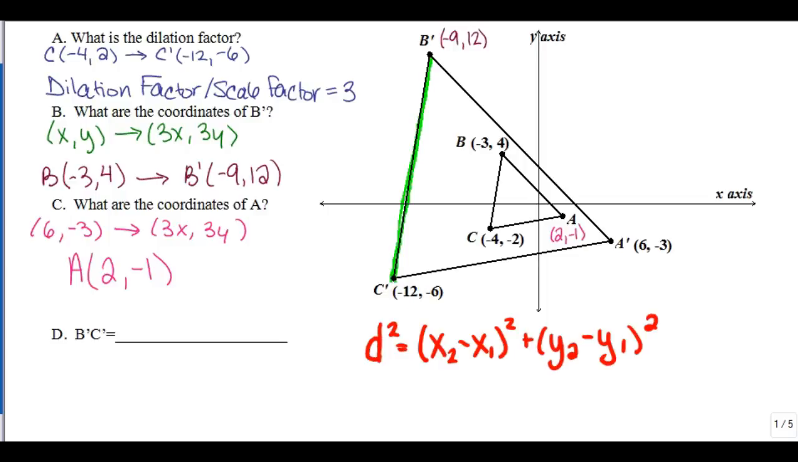What I can do instead is find the length of BC and use a scale factor of 3 to figure out B', C'. Because I was originally given B coordinates and C coordinates, I'm going to choose to use BC and then multiply my answer by 3. This also saves a problem in case I accidentally got B' wrong.